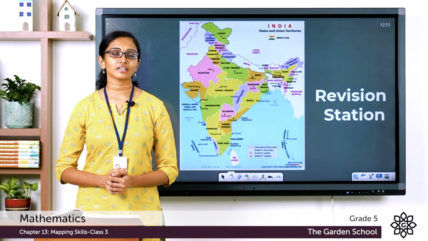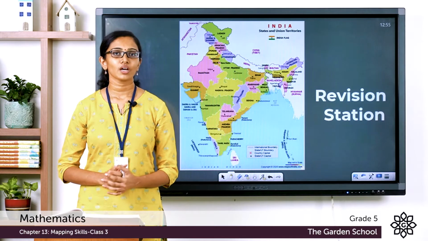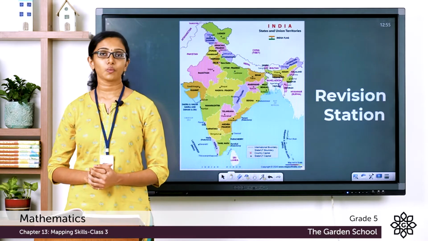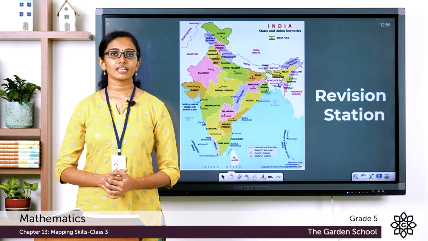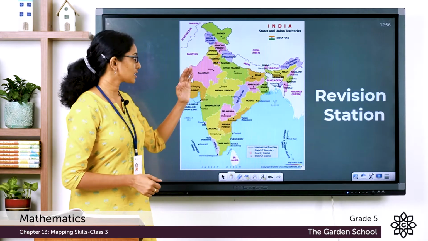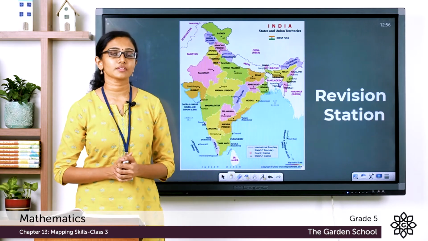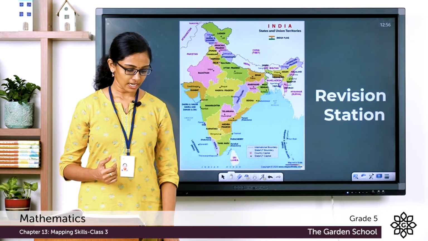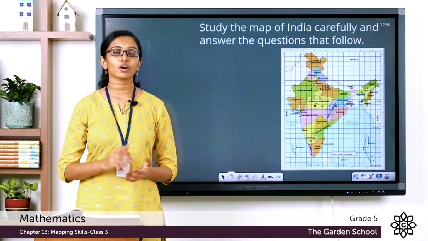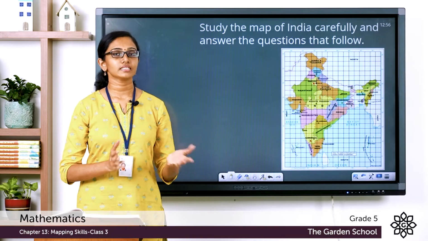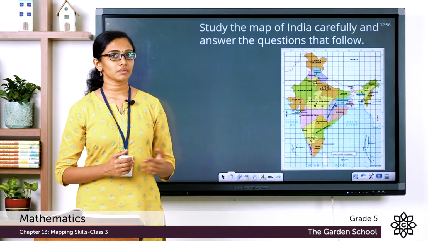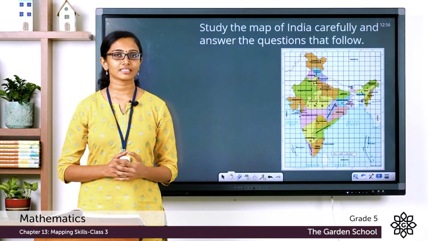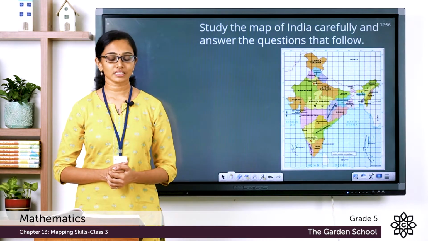So we'll work out the questions from revision station today. All of you please turn to page number 197 in your textbook. And let me tell you one thing, children. What you see here is the latest political map of our country, India. And in your textbook, what you see is an old version of the Indian political map. However, we'll work out the questions based on the map and the questions given in the exercise. So let's move on to the questions.